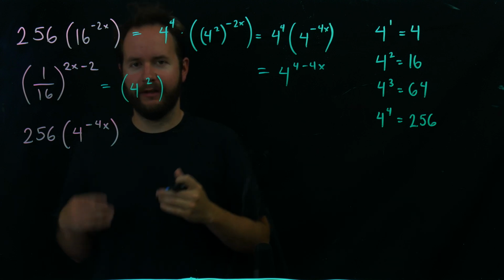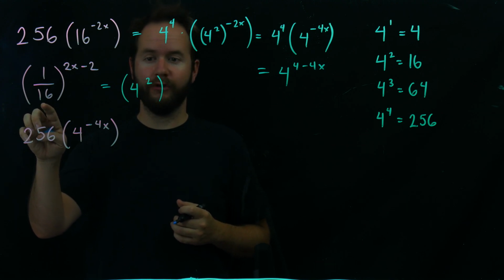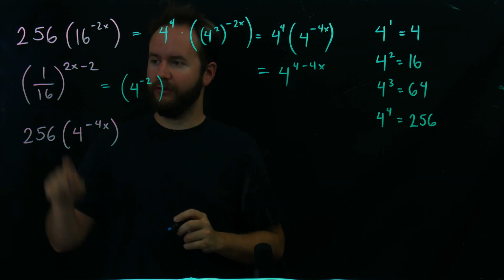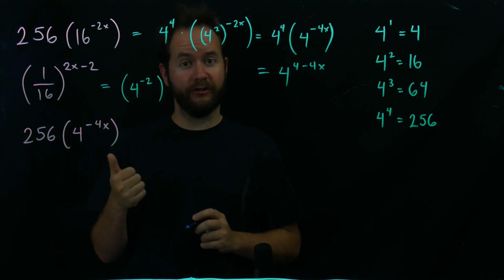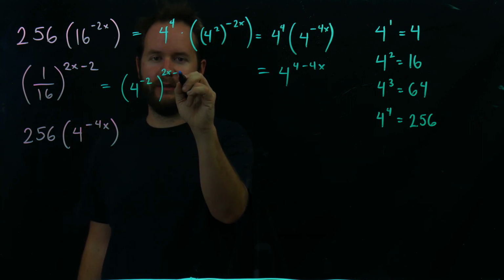But you might be saying, wait a second, Andy, that 16 is sitting in the bottom. So I can't really bring it up to the top. I can, so long as I make that exponent negative. So this 1 over 16 now becomes 4 to the, not just 4 squared, but 4 to the negative 2, and it's still being raised to the power of 2x minus 2.